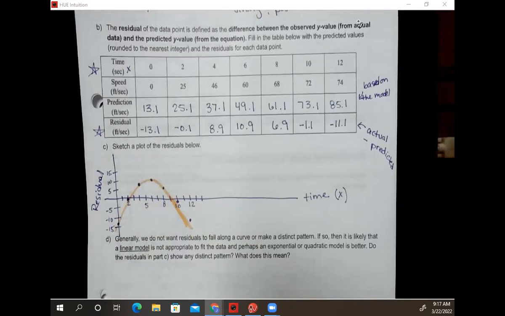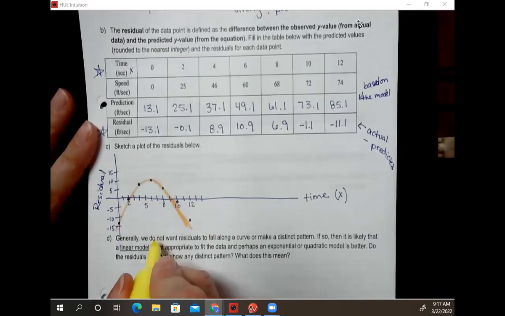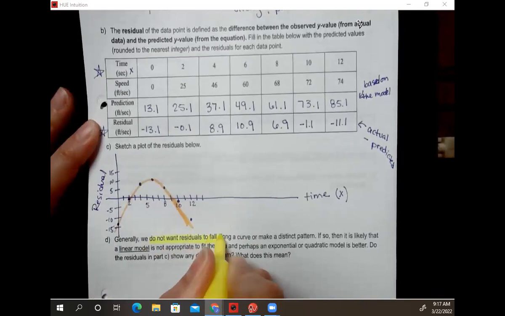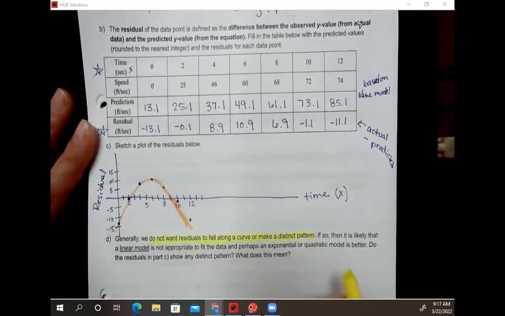That is exactly what we do not want out of a residual graph, okay? Having a pattern to our residual, having this shape to our residual, again, is what we do not want. And that's here in D. We do not want residuals to fall along a curve or make a distinct pattern.